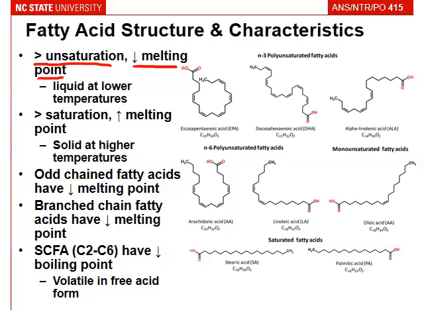So if we were going to classify these, our omega-3s are going to be more liquid at colder temperatures. So these are the most liquid. Our omega-6 are also going to be more liquid, but less so than the omega-3s. Our monounsaturated fatty acid, oleic acid, is going to have a higher melting point than our omega-3 and omega-6.